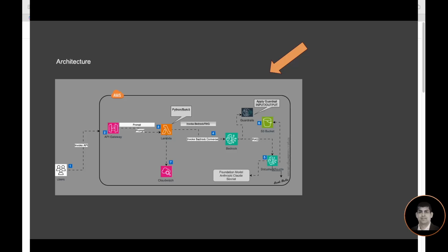We have a user or a consuming app that's invoking the API, which is hosted via AWS API Gateway. This API is calling a Lambda function. The Lambda function is written in Python using the Boto3 library and is invoking Bedrock. We are calling the latest Bedrock API, which is the Converse API, and we are also using a form of RAG with the document source.